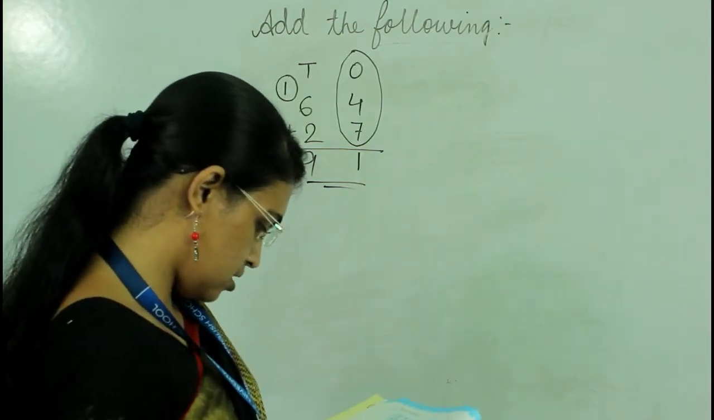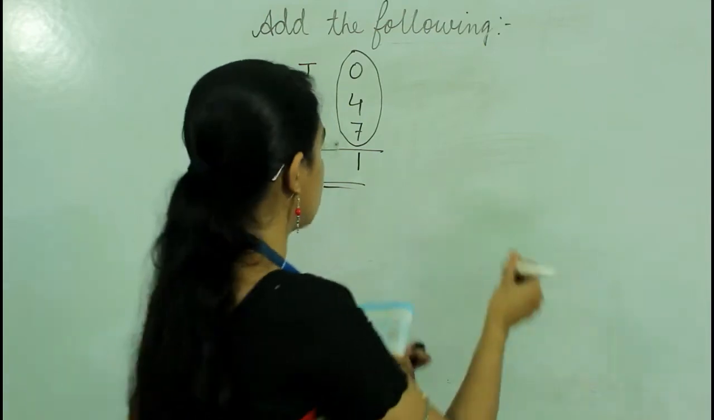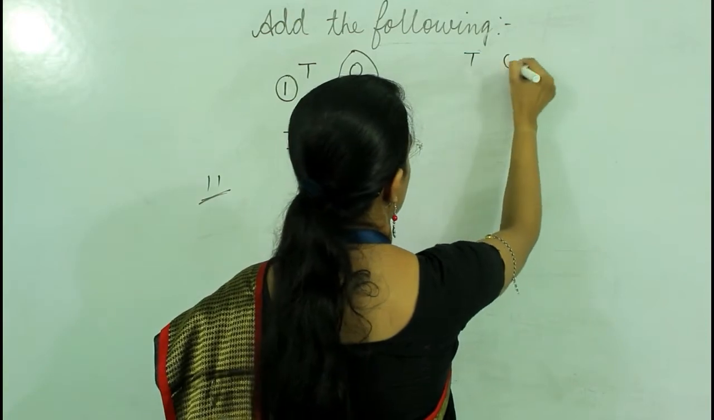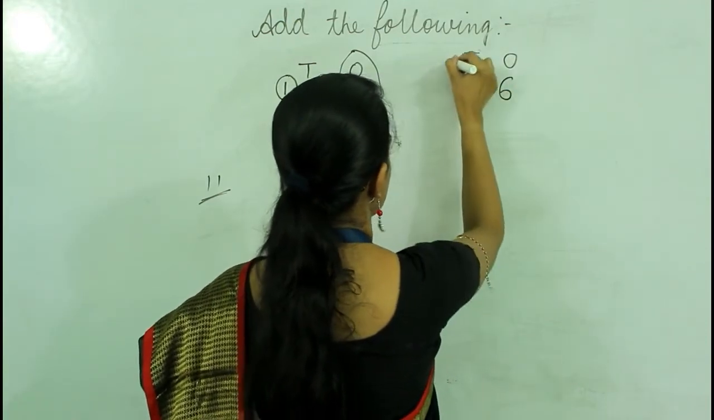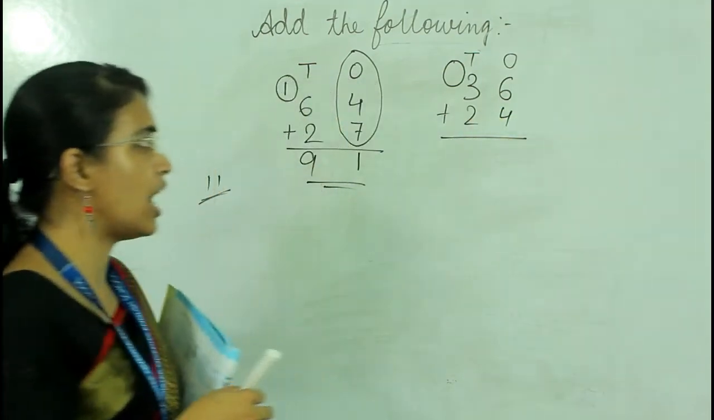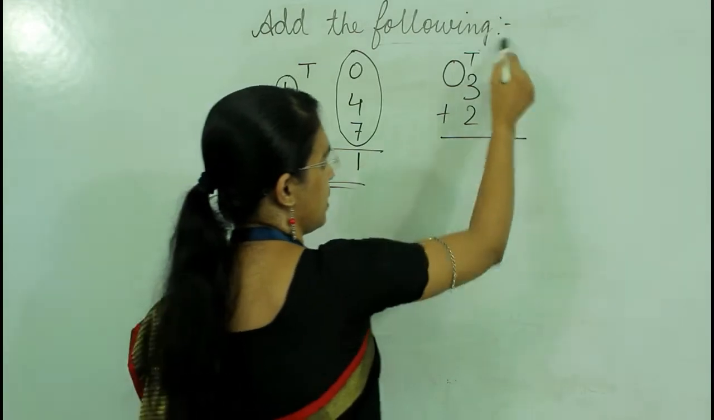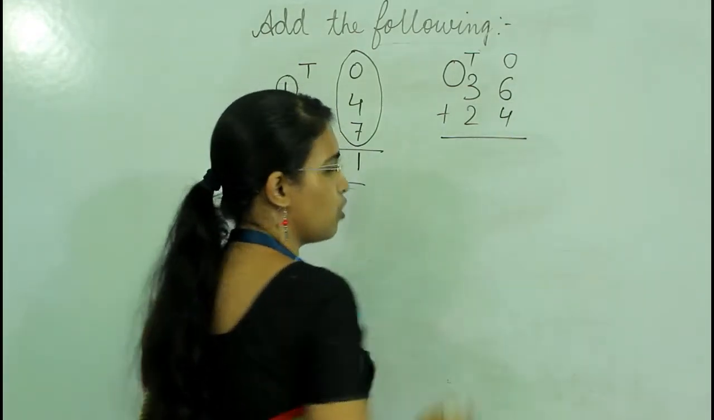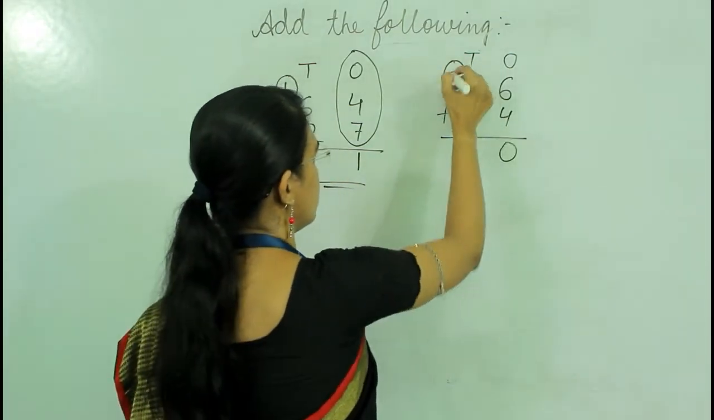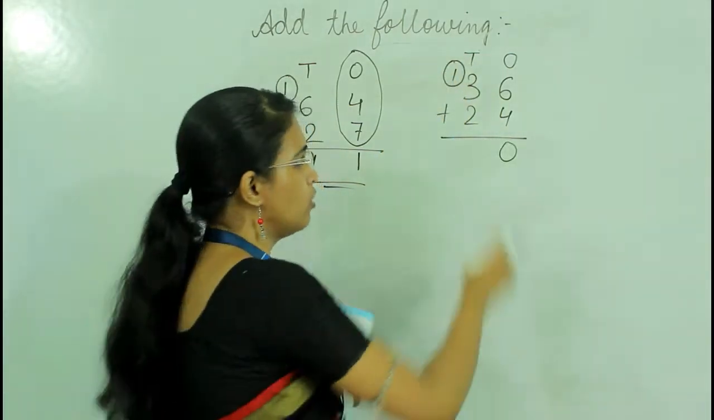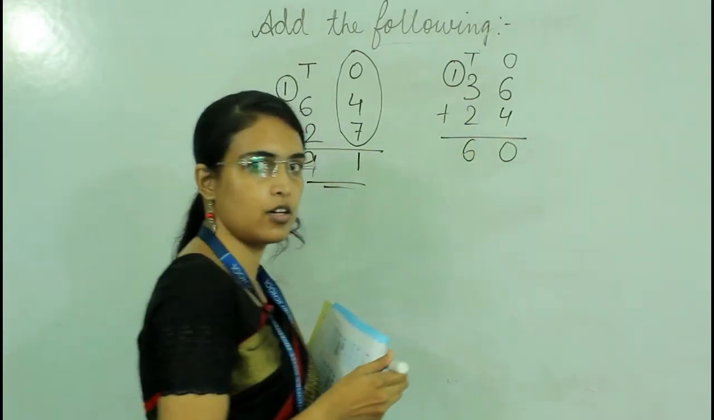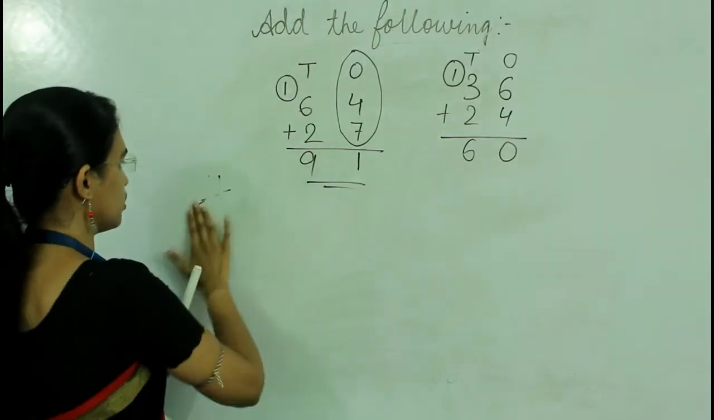Now next question is 36 plus 24. Now again we have to add which one? Ones place first. So 6 plus 4, 7, 8, 9, 10. 0, carry 1 here. 3 plus 1, 4. 4 plus 2, 6. Okay? So in this way you have to do this.